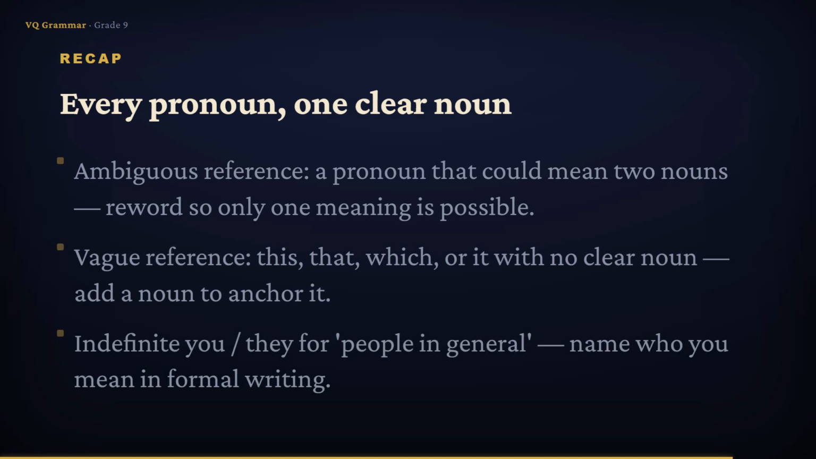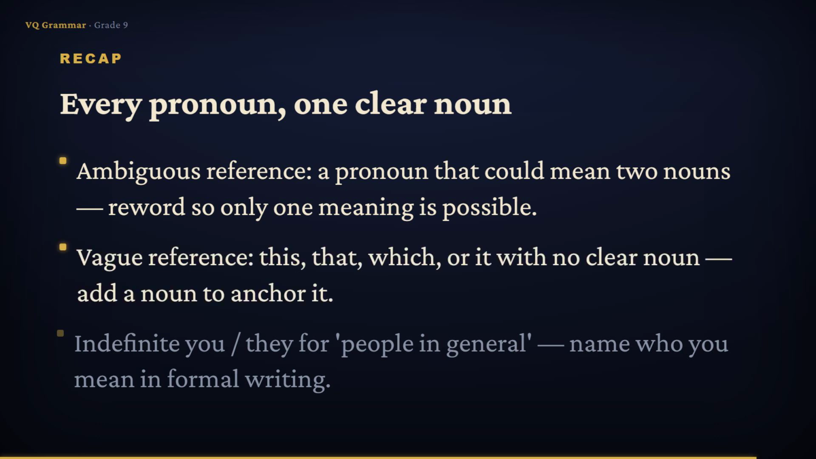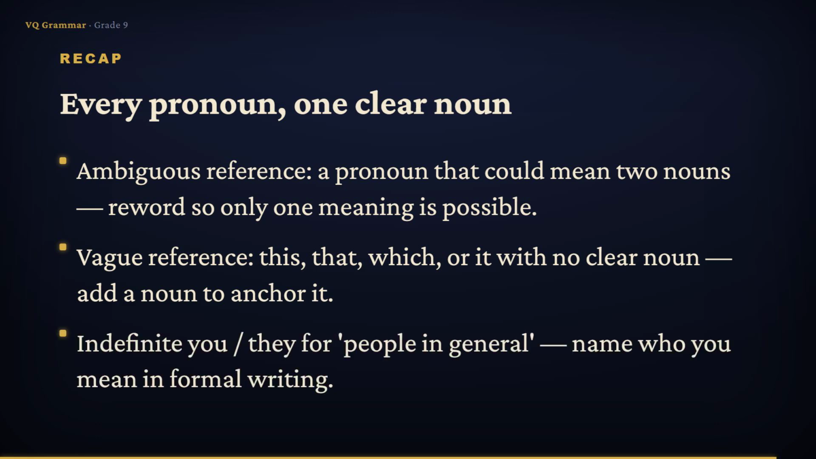Let's pull it all together. Clear pronoun reference comes down to 3 traps to avoid. First, ambiguous reference, a pronoun that could point to 2 different nouns. You fix it by rewording so only one meaning survives. Second, vague reference, a this, that, which, or it, with no clear noun behind it. You fix it by adding a noun to anchor it. And third, the indefinite you and they, standing in for people in general. In formal writing, name exactly who you mean.